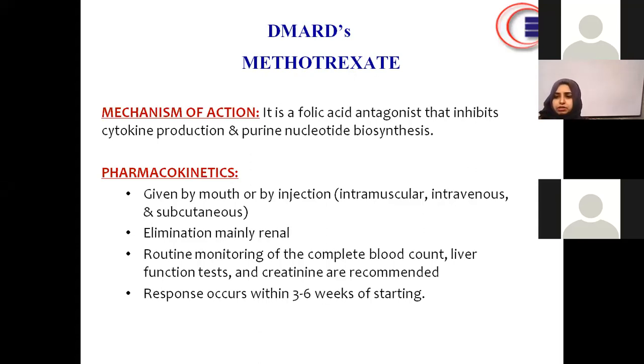We have to suppress the immune response. Okay, so we have a drug, methotrexate. You must have commonly heard of it, it is also given in cancer therapy. It's basically a folic acid antagonist. And what does it do? It basically inhibits cytokine production and purine nucleotide biosynthesis. Hope this thing is clear to everyone.